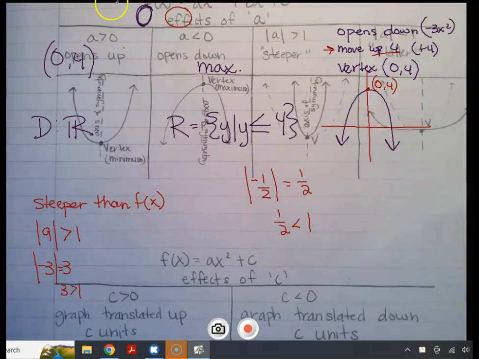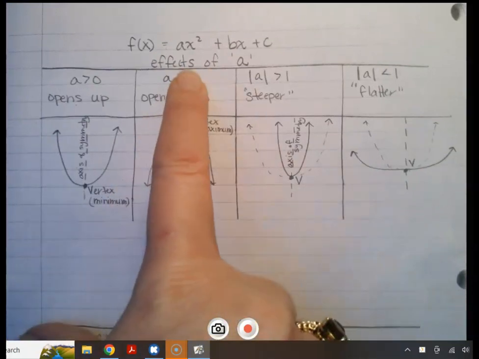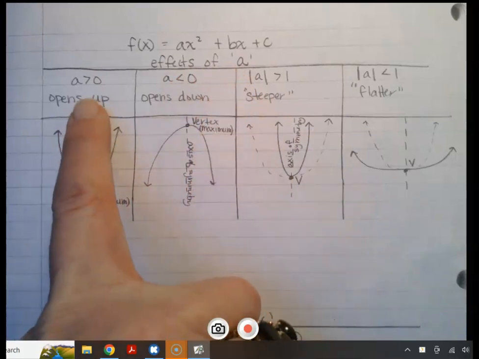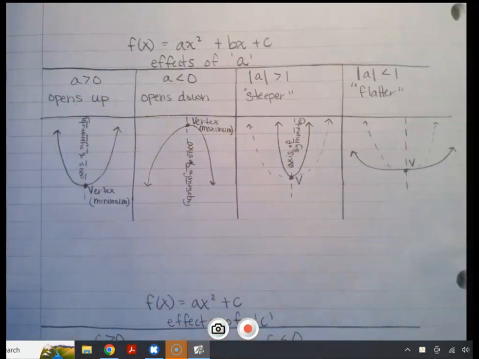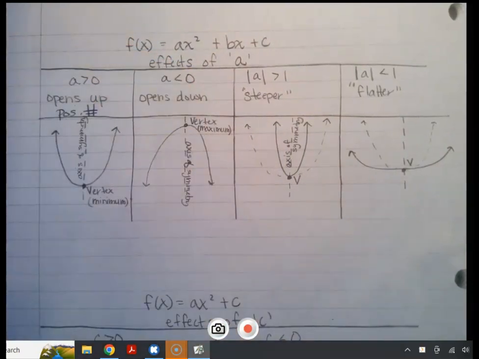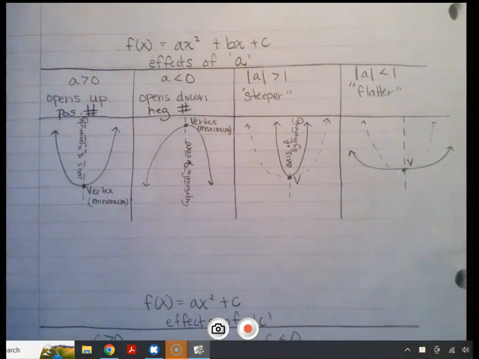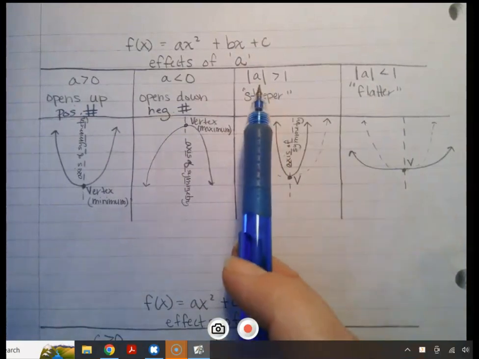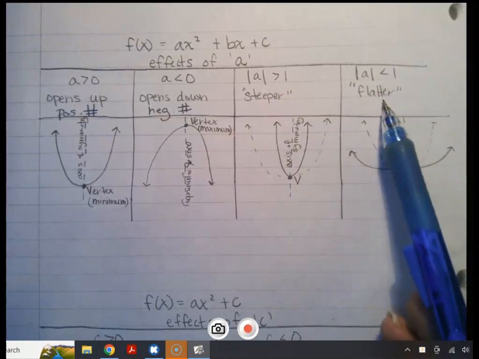All right. Then on the back, this is just a summary chart of the effects that you all just discovered for yourselves. Okay? So we have the effects of a. If a is greater than 0, it's a positive number, and it opens up. If it's less than 0, or a negative number, it's going to open down. Again, it's steeper if the absolute value is greater than 1, or if it's less than 1, it's going to be flatter.